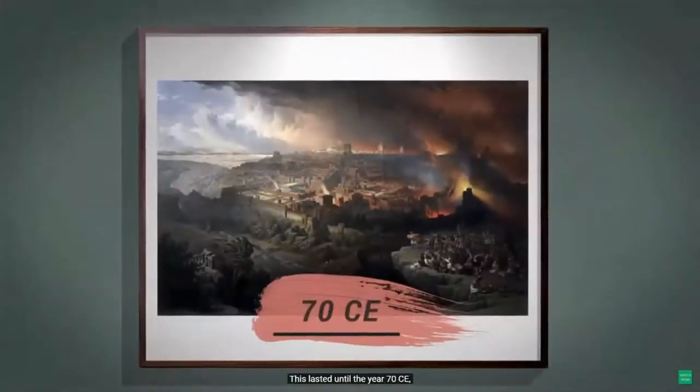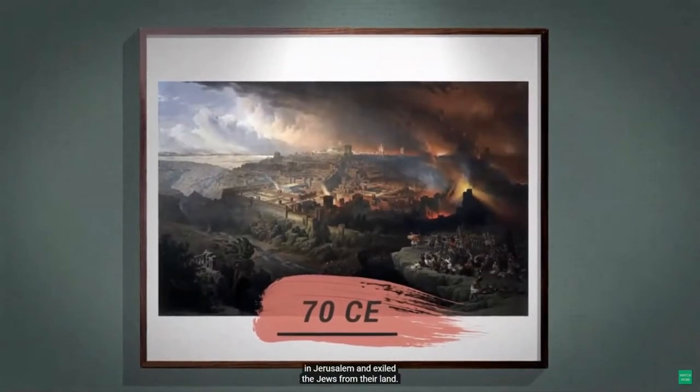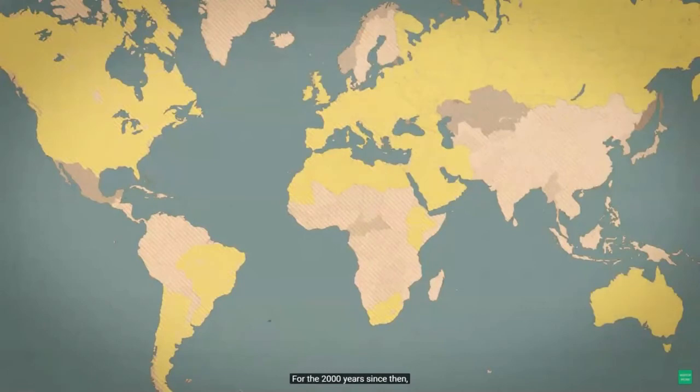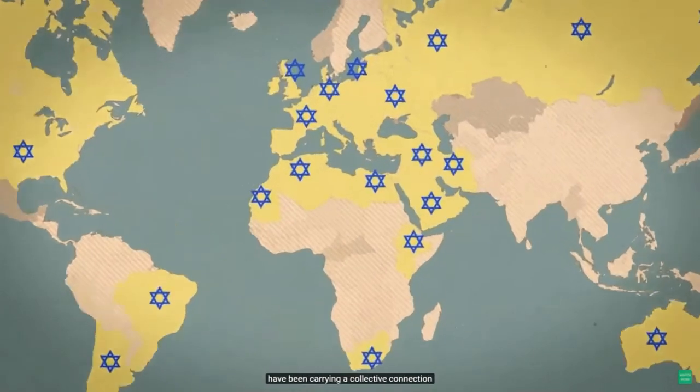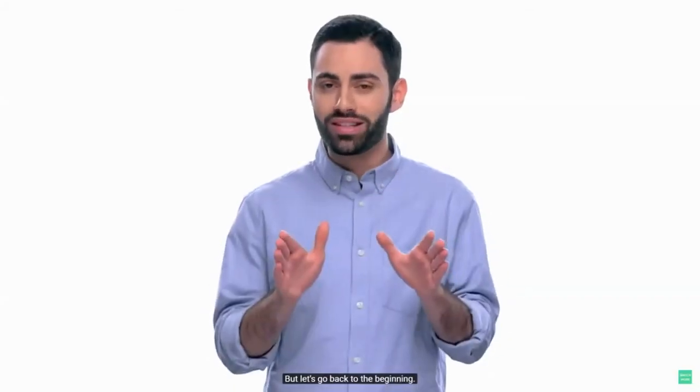This lasted until the year 70 CE, when the Romans destroyed the Jewish temple in Jerusalem and exiled the Jews from their land. For the 2,000 years since then, Jews scattered across the globe have been carrying a collective connection to the land of Israel and a hope to return to it. But let's go back to the beginning.